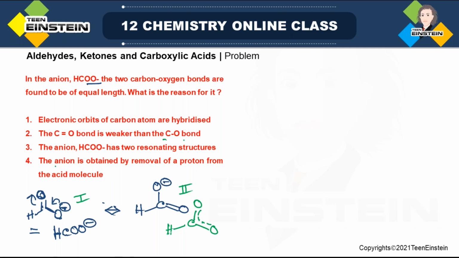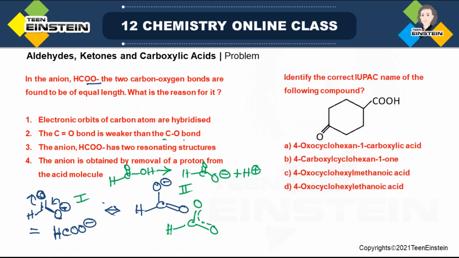And the last option, why is it not correct? It is saying the anion is obtained by removal of a proton from the acid molecule. It is fine. Obviously, when we have the formic acid HCOOH and after removal of a proton, you get the anion. But it has nothing to do with the bond length, right? The statement is fine, but it cannot be the reason for the same carbon oxygen bond length. So the correct option is 3. This one.